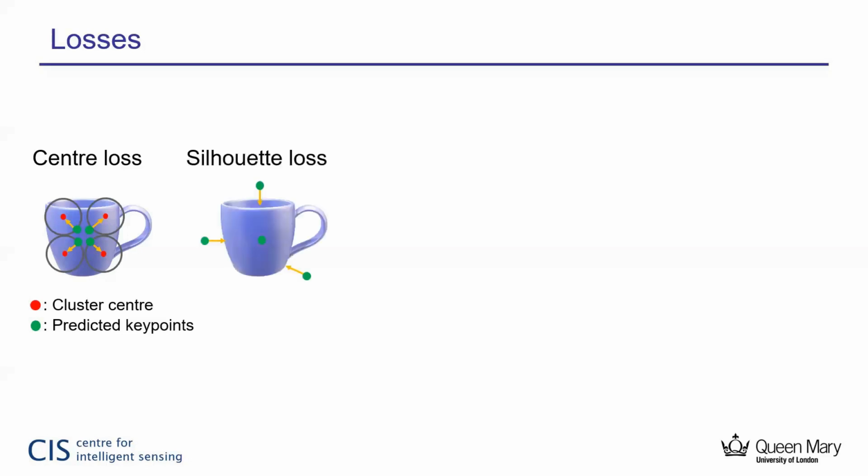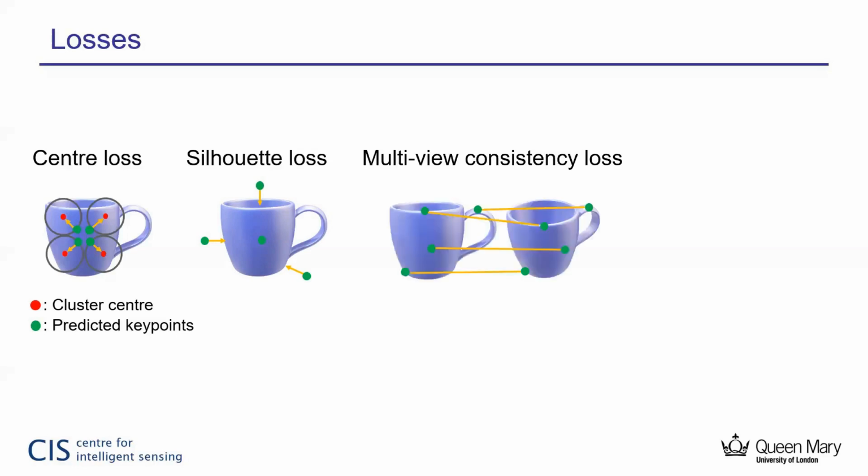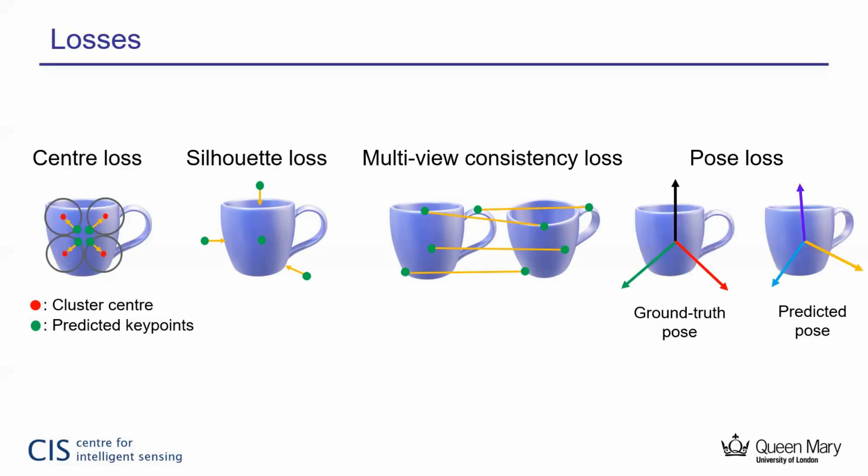The second loss is silhouette loss, which makes sure the predicted keypoints are in the silhouette of the object. The third loss is named multi-view consistency loss, which makes sure the predicted keypoints from 2 frames are from the same locations. The last one is named pose loss, which directly compares the ground truth pose with the predicted pose.